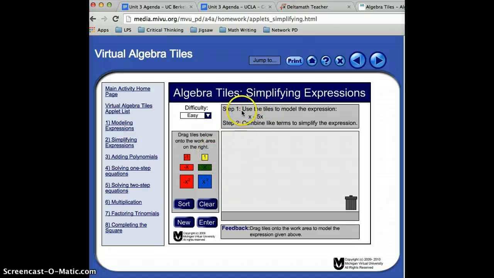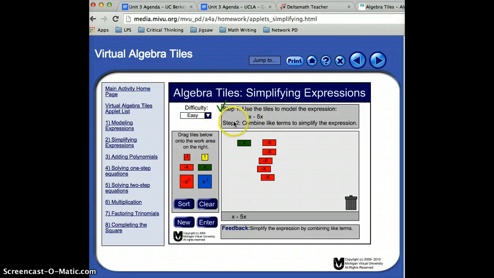So first things first, I am going to use the tiles to model the expression. So I'm just going to build the expression, right? My first term is a positive 1x. So I'm just going to pick one of these up and drag it. And then I have a negative 5x, right? So I have negative 5. So I have 5 of these. I'm going to drag them all over, just like that. And if I have modeled the expression correctly, I'll get a little check mark right here.